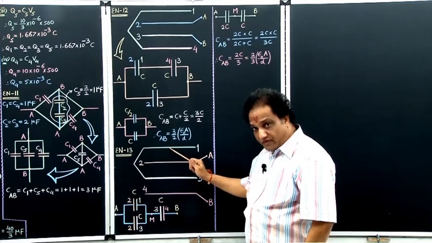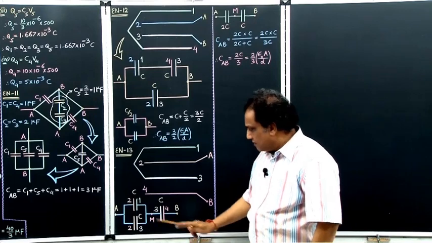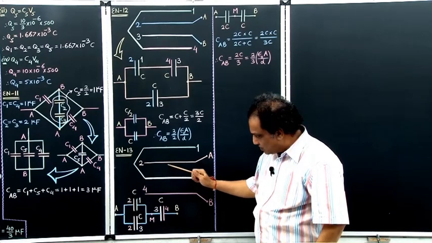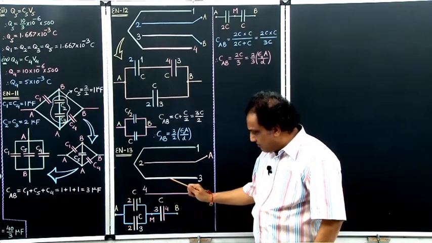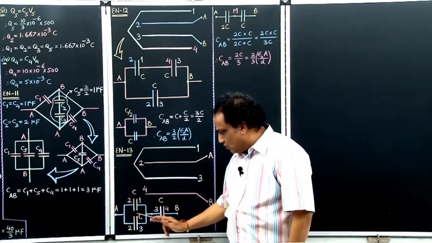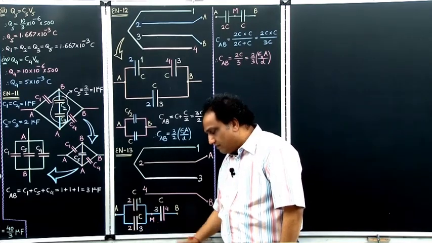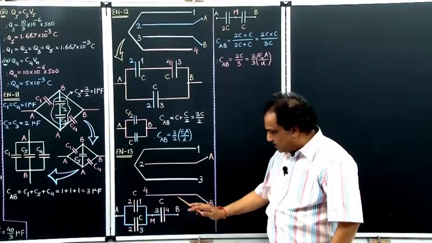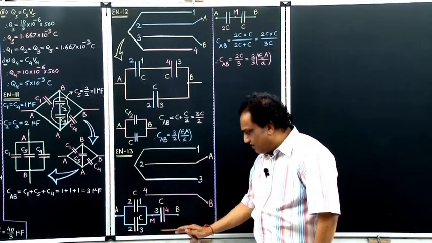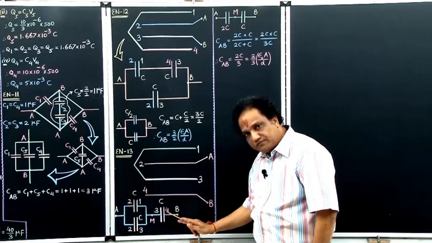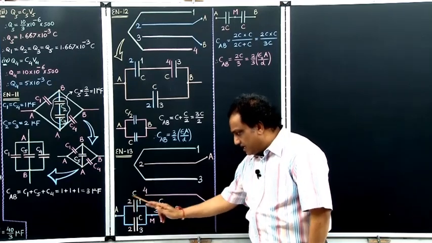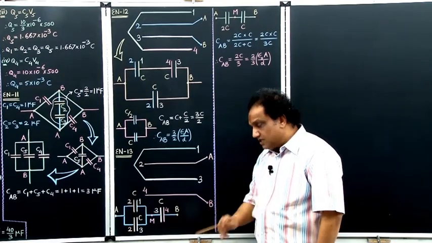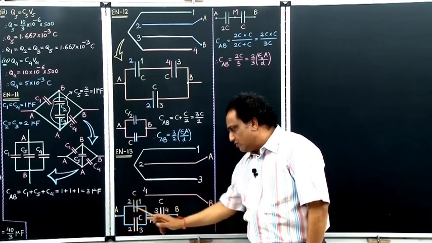Opposite to plate number 1, there is upper face of plate number 2. Opposite to lower face of plate number 2, there is upper face of plate number 3. And opposite to lower face of plate number 3, there is plate number 4. Correct? So in all respects, this arrangement is quite equivalent to this arrangement. So whether you find out equivalent capacitance between points A and B here or between these 2 points here will make no difference.